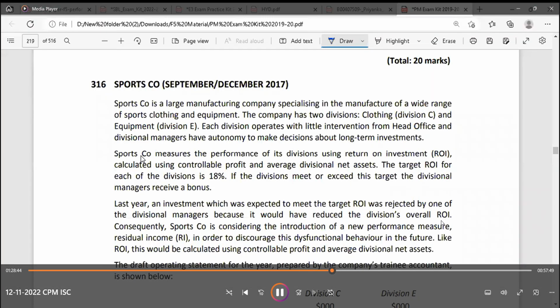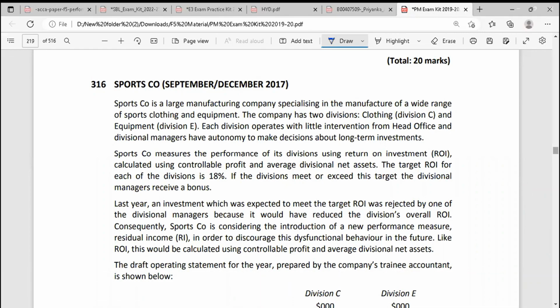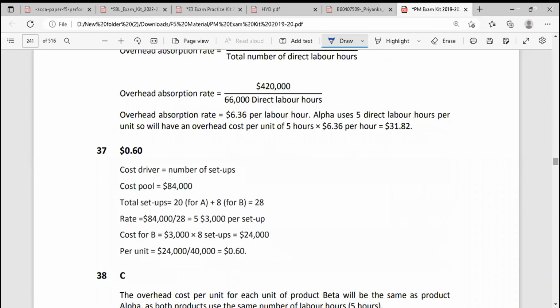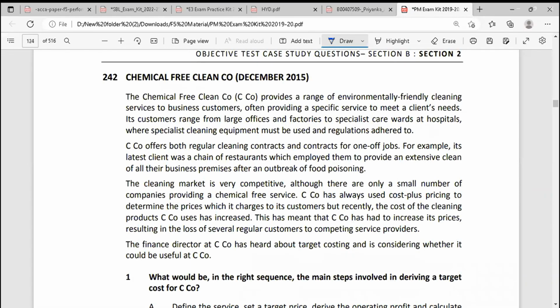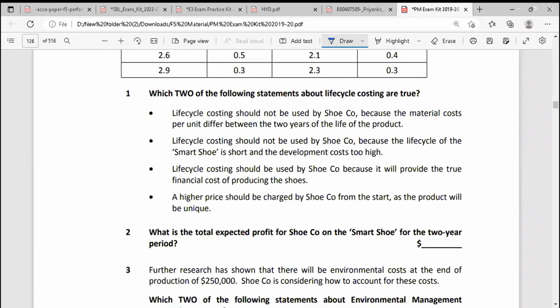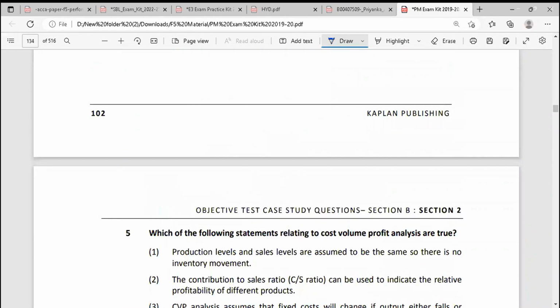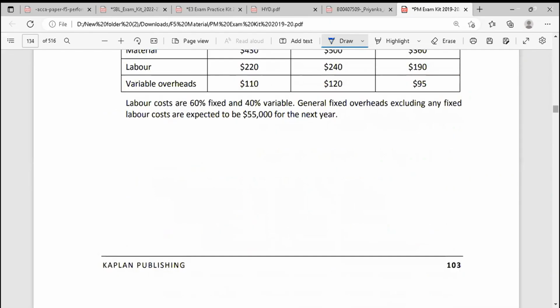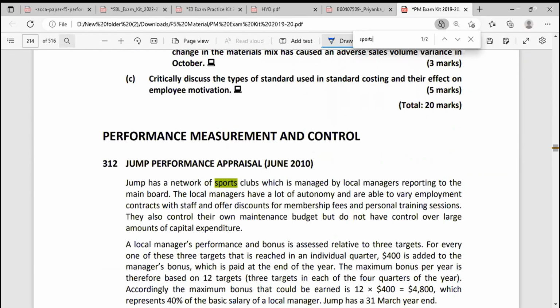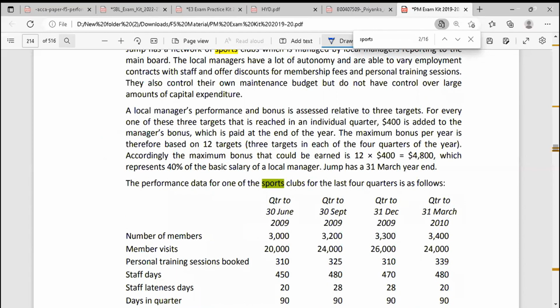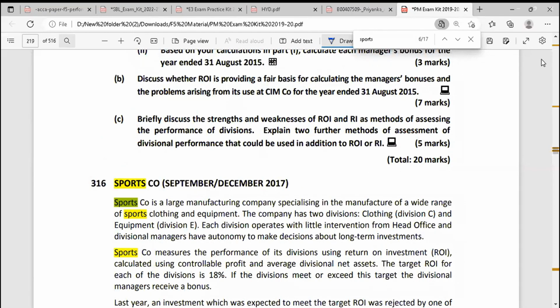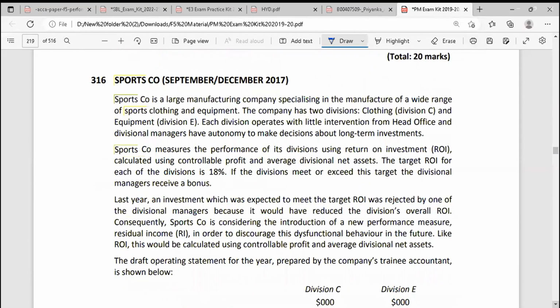Let's see another question where we calculate both ROI and RI. RI, we didn't. So there's a question here: Sports company. Let's first read through this question.